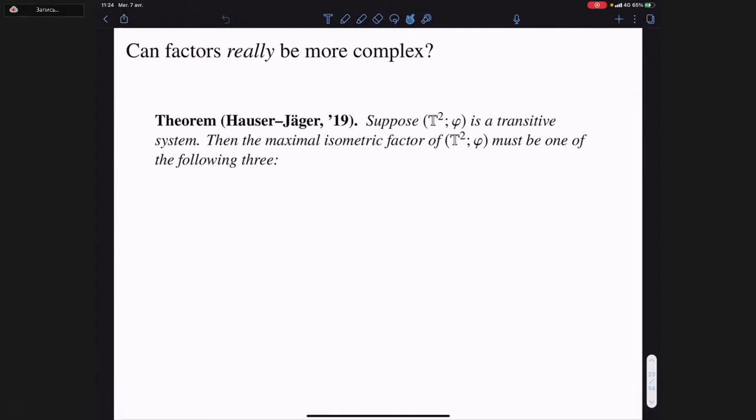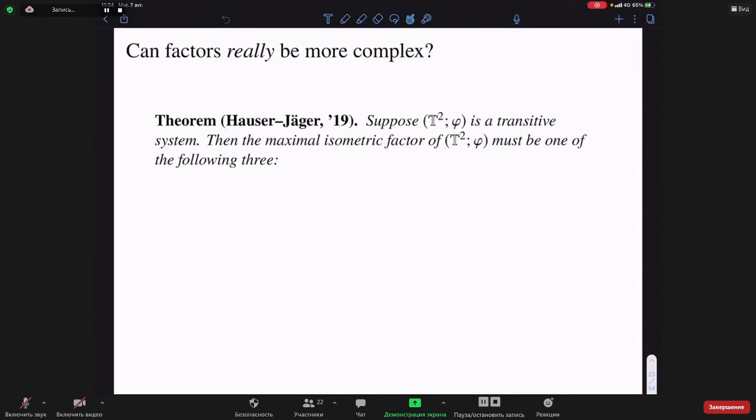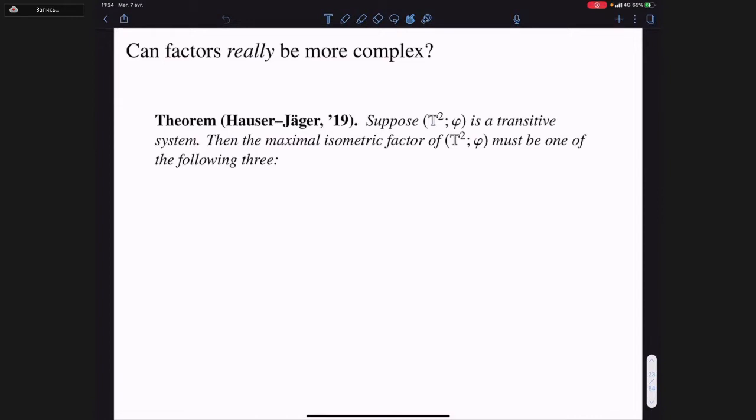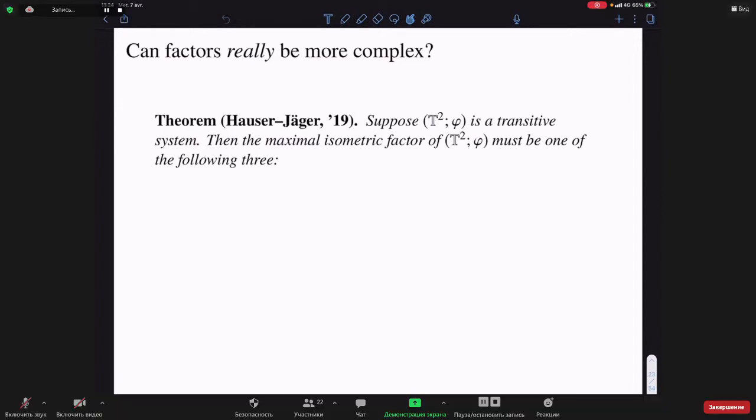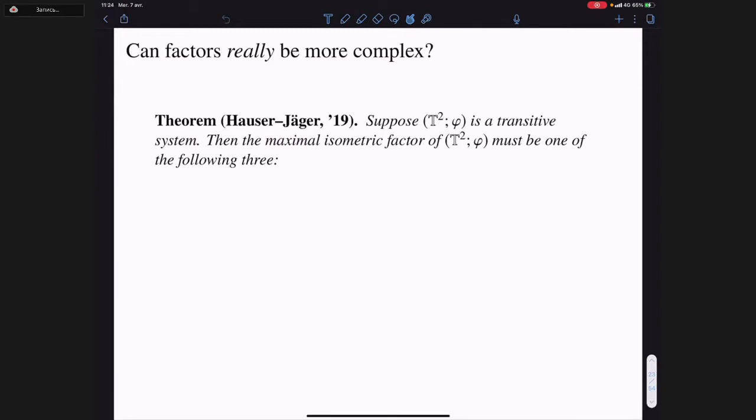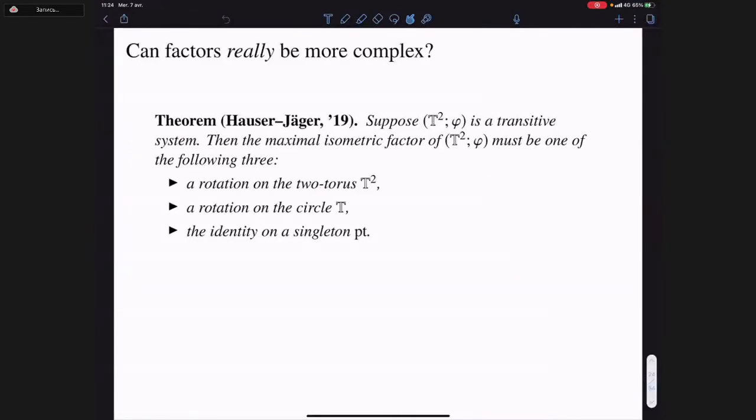You have a dynamical system on the two-torus, which is transitive. Their precise conditions are more general, but for the sake of this talk, I will phrase it like this. Then this maximal isometric factor of your dynamical system has to be one of the following three. It can be a rotation on the two-torus, it can be a rotation on the one-torus, so the one-dimensional torus, the circle, or it can be the identity on a singleton. And so in this case, you really obtain what you would naively expect. The system you obtain as a quotient is less complicated than the system you started with, which is nice.